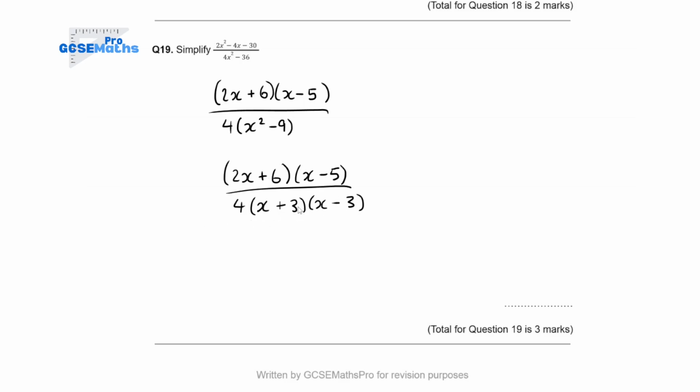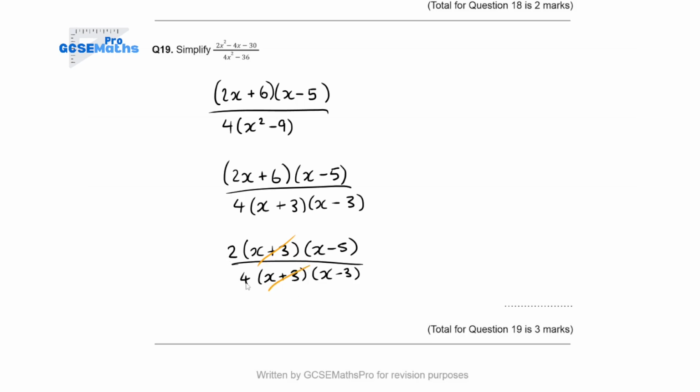Now, initially you're seeing, well, I don't see any brackets that are identical. That's because technically this 2x plus 6, we could also factorise out a 2, couldn't we? So that's what I was saying. You might have done that at the start, which is fine. That leaves me with x plus 3. And then do you see how now we've got two brackets with x plus 3?